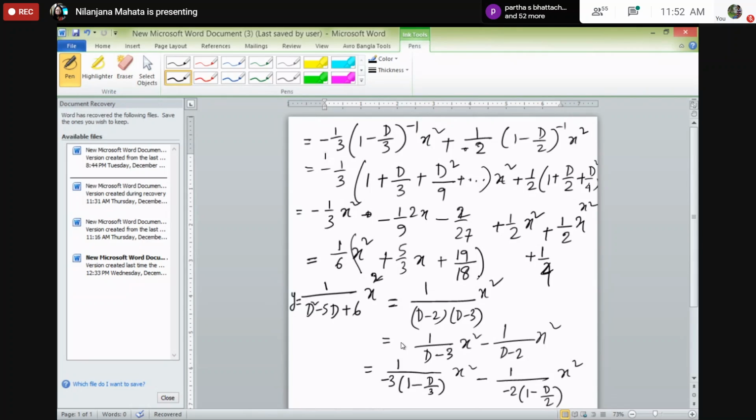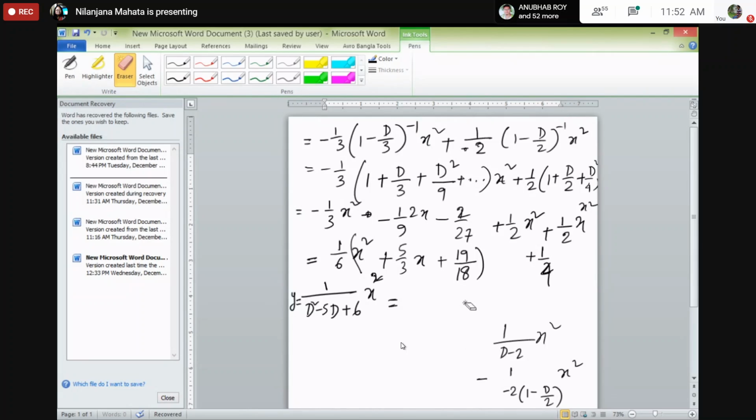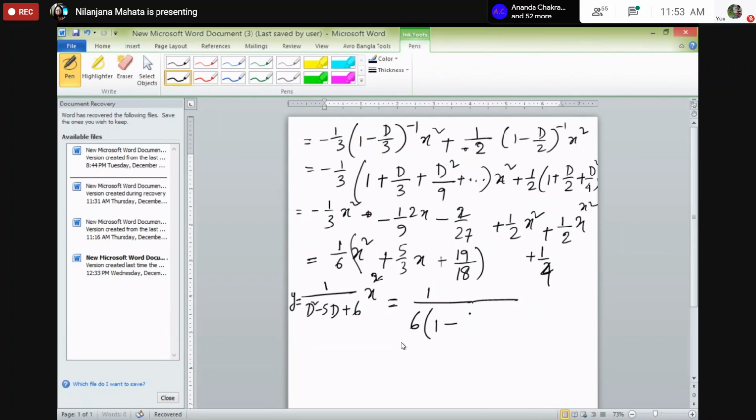Now another thing I will do: suppose someone expands this without factorizing, right? Then also the result will be the same. So it doesn't matter how you recreate those terms. Suppose I am taking it as a whole. I am taking it, 1 by 6, 1 minus 5d minus d square by 6. This is x square. So that will be 1 by 6, 1 minus 5d minus d square by 6 inverse x square.